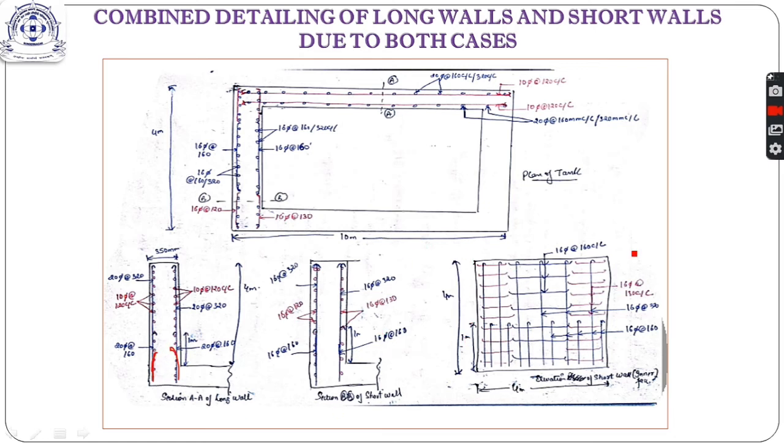Now, just for clarity, I have shown you the elevation of your short wall. What will this elevation look like? We have curtailed the reinforcement once only, at 1 meter. So there will be one long bar, one short bar, one long bar, one short bar. Here the spacing will be 16 phi at 120, and here the spacing will be double of that, 320. The rest of the bars are the corner bars, and these are the central bars.